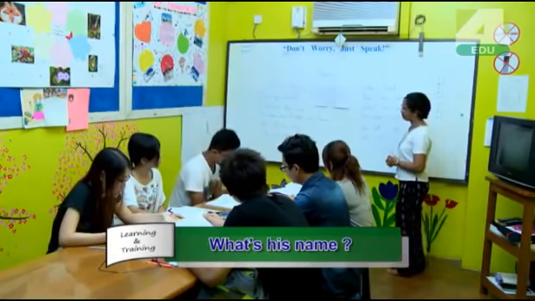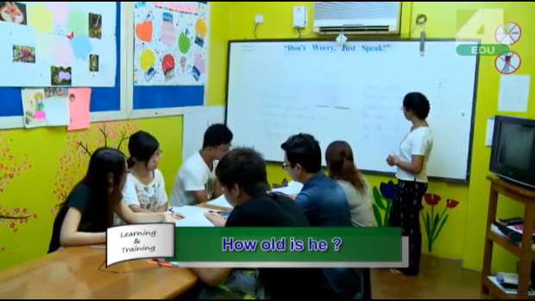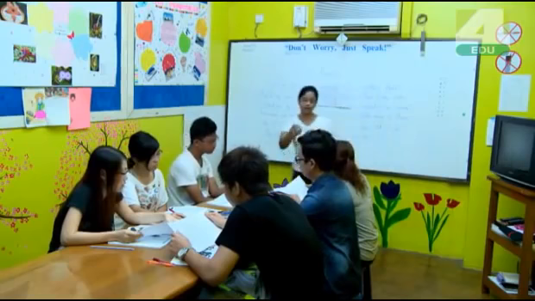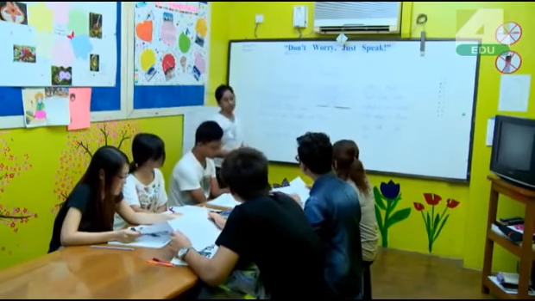What is his name? His name is Jeffrey. How old is he? He is 25. Thank you. Okay. So now, Lumin, can you please ask me by using that one? Show the picture and ask me.